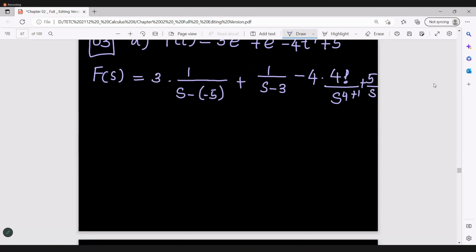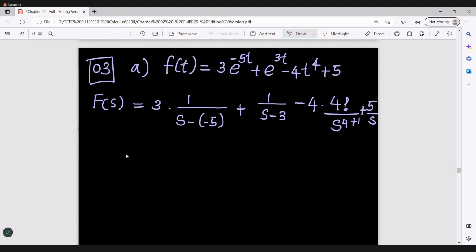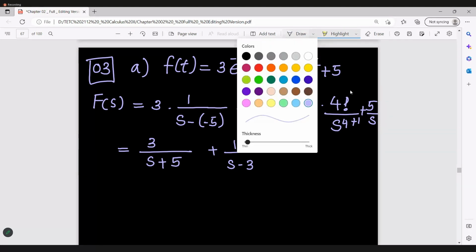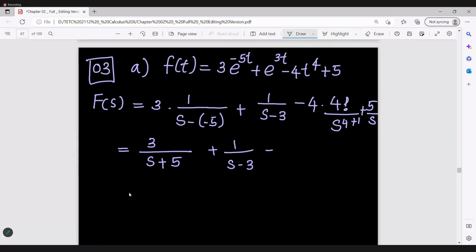So you can simplify this one. To obtain the final answer, we can write s over s plus 5 plus 1 over s minus 3 minus ... if you want, you can multiply by the 4 factorial. How do we find 4 factorial? Tell me how to find the 4 factorial. To find the 4 factorial, we need to multiply 4 times, 3 times, 2 times, 1.